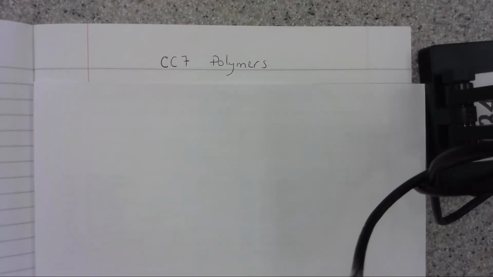So in this video, I'm going to continue with CC7 and we're going to look at polymers. Because this is CC7, this comes up on paper 1 and on paper 2.